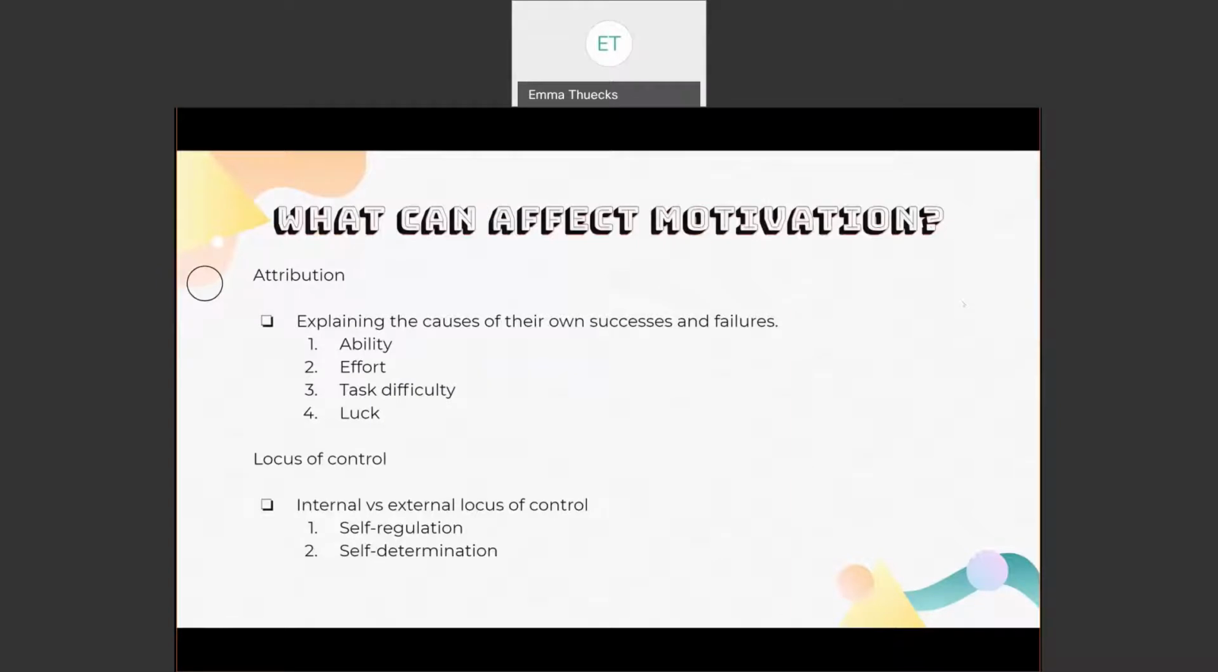What can affect motivation? Attribution, explaining the causes of their own successes and failures, which can include ability, effort, task difficulty, and luck. And then also locus of control. This is internal versus external locus of control, which is like self-regulation and self-determination.